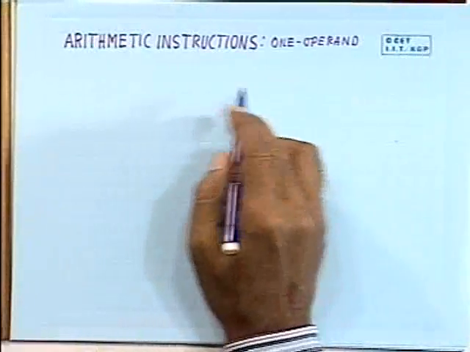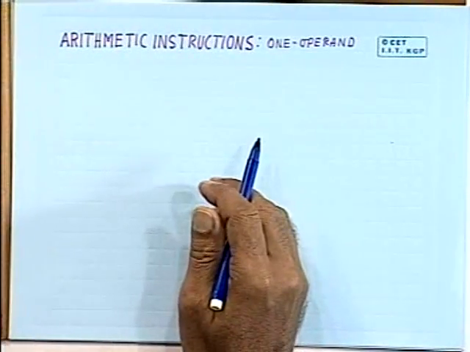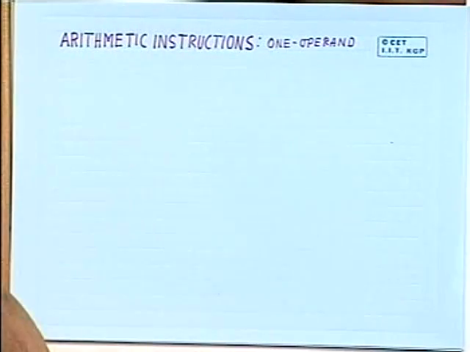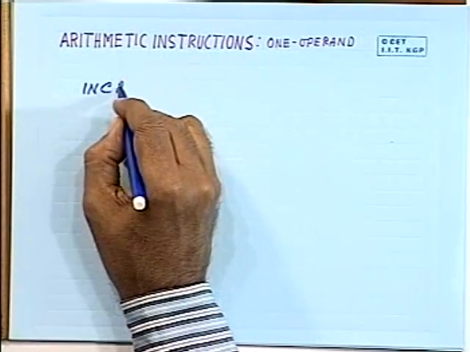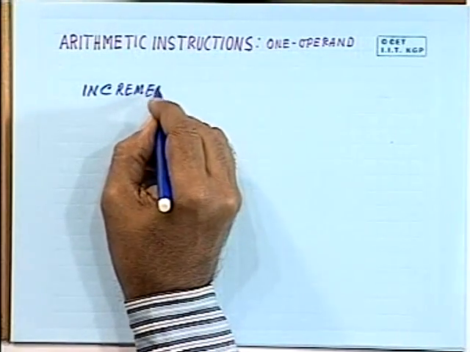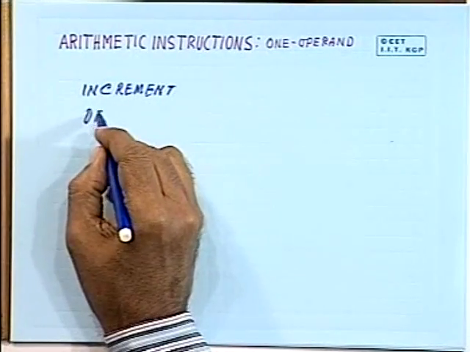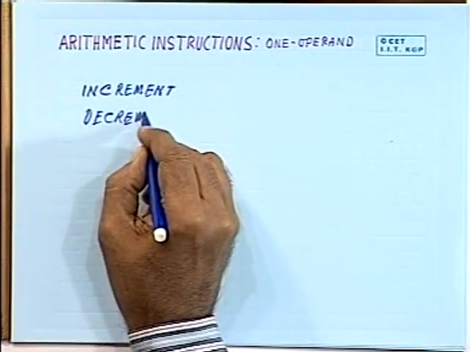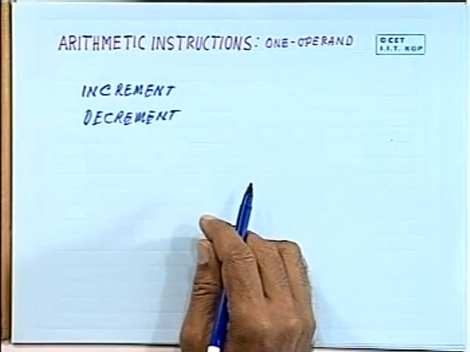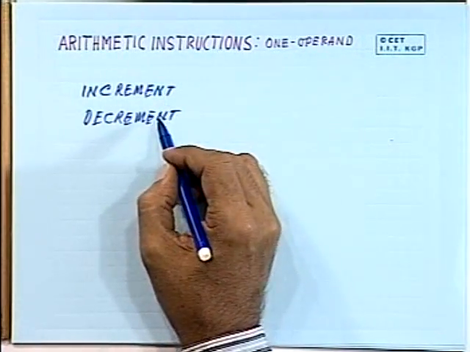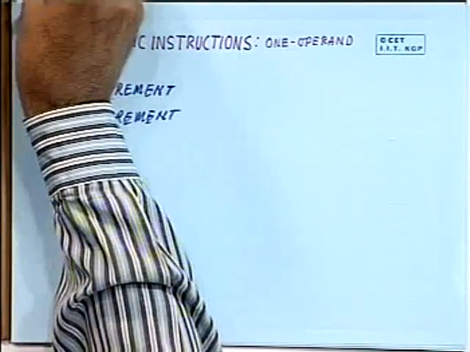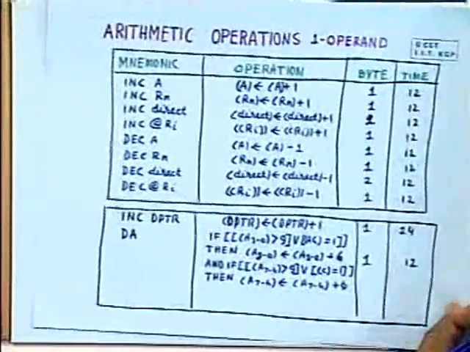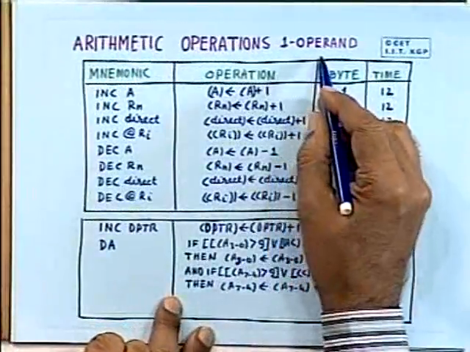Now let us look at the arithmetic operations which are one operand. The arithmetic operations with one operand available are essentially increment and decrement. These are the two basic single operand arithmetic operations.